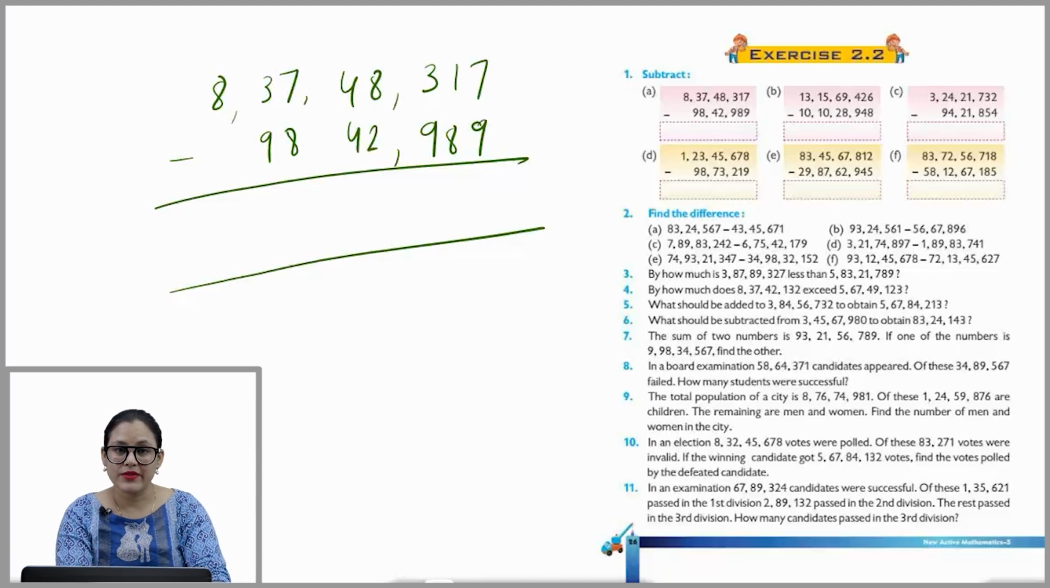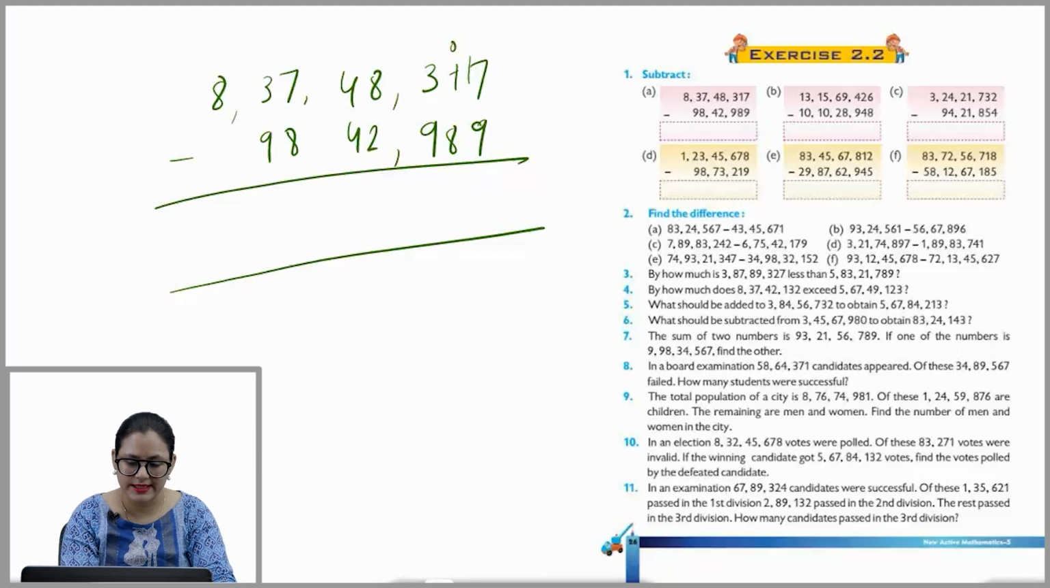9 is greater than 7, you cannot subtract, you will have to borrow. 17 minus 9 is 8. Again you will borrow. 10 minus 8 is 2. Again you will borrow. 12 minus 9 is 3. 7 minus 2 is 5. 4 minus 4 is 0.